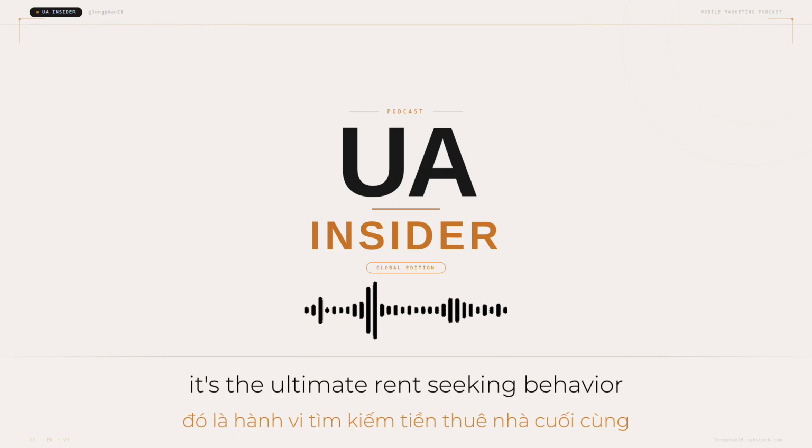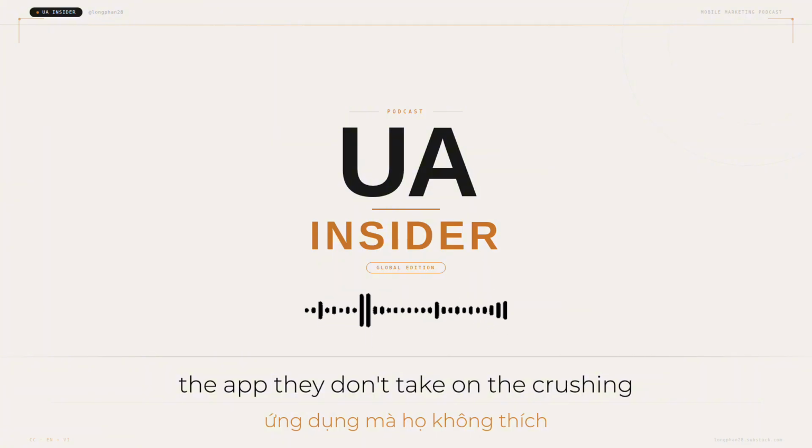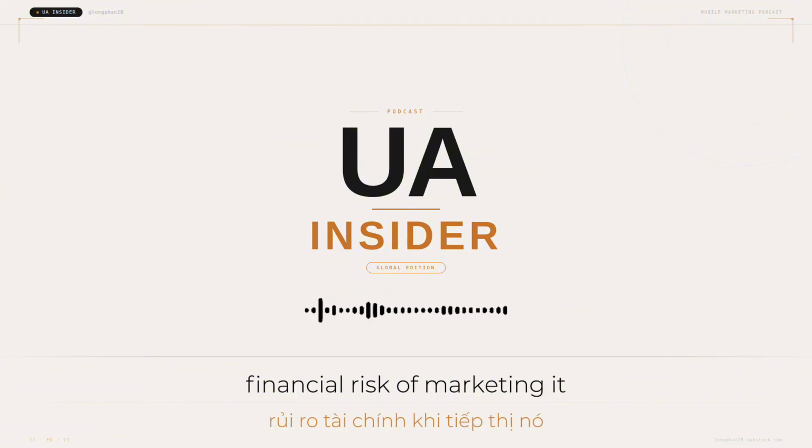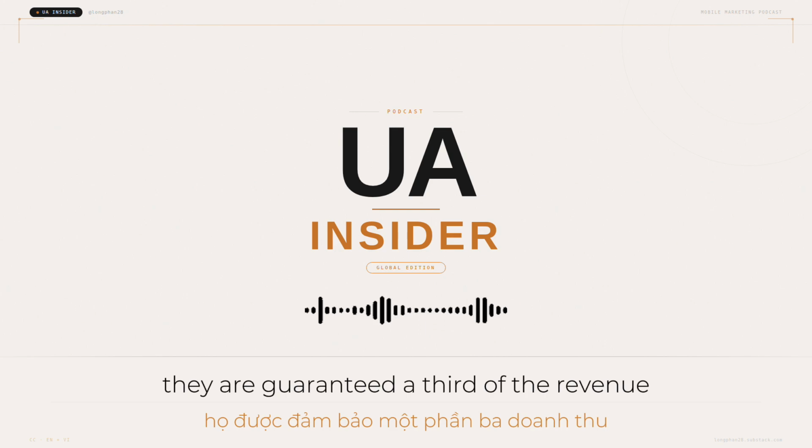It's the ultimate rent-seeking behavior. Because they don't take on the risk of prototyping the app. They don't take on the crushing financial risk of marketing it. But if the app succeeds, they are guaranteed a third of the revenue.